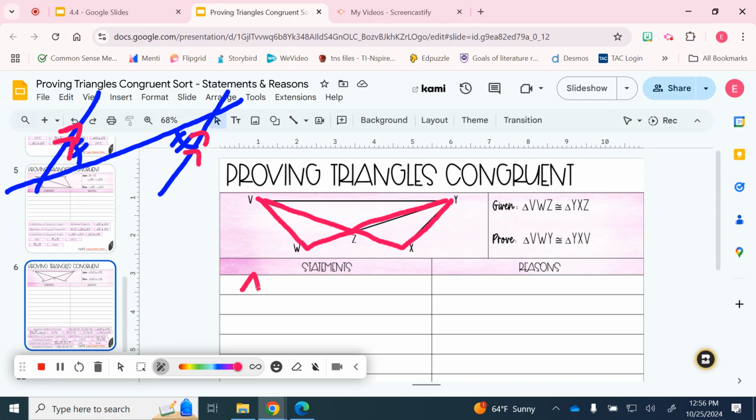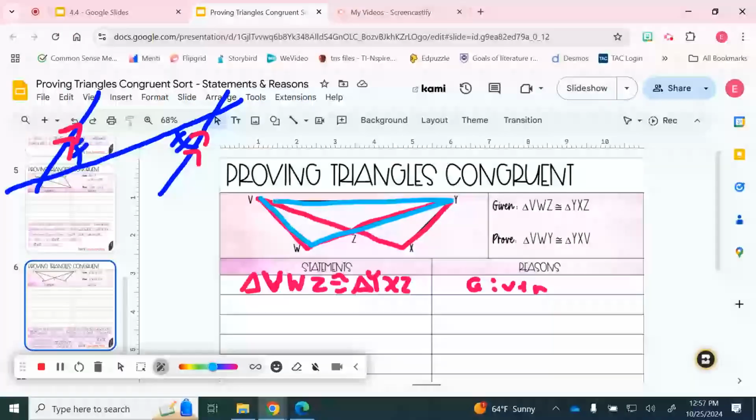So I'm writing it out. If I write it out, okay. What can I automatically apply now to get other things to help me out? Good. Yeah, you can apply CPCTC in order to get these other triangles, which is, let's see, it looks like V to W to Y. So there's one. And Y to X to V. Okay?